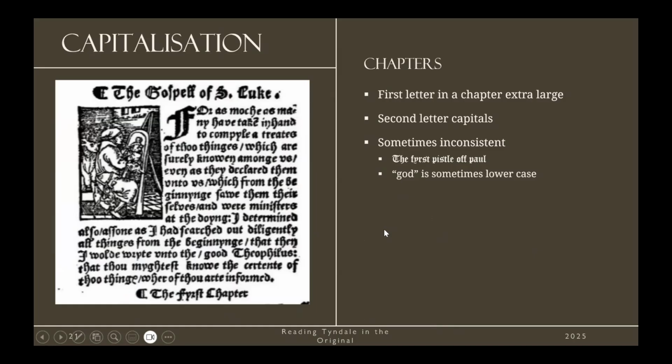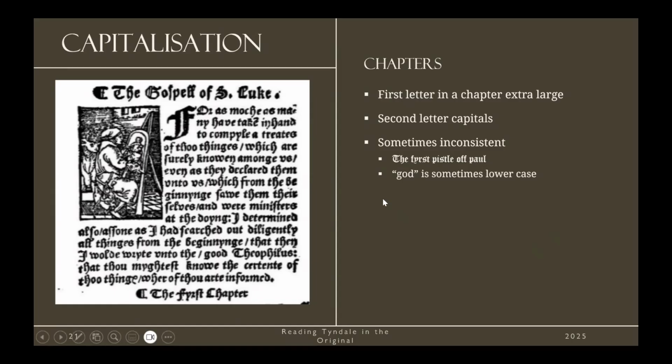Their capitalization was very similar to today. So they capitalized proper names, capitalized at the beginning of sentences, and capitalized the start of speech. And when it was the start of a new chapter, the first letter was really big, and then they capitalized the second letter as well, and sometimes put in a woodcut as well. But it was sometimes a bit inconsistent. So sometimes you might get God with a capital G and god with a lowercase g. And we know from context what he means.